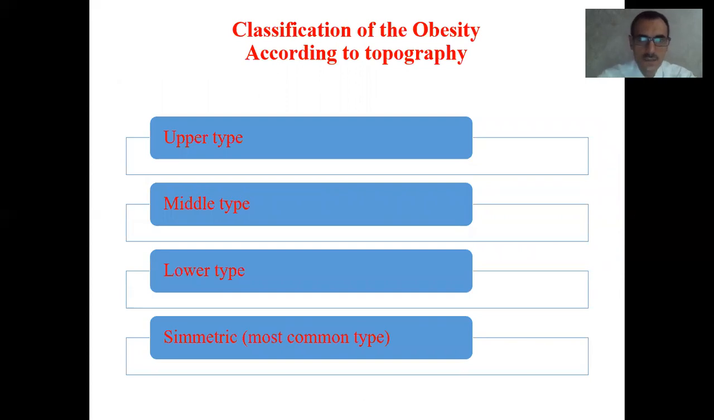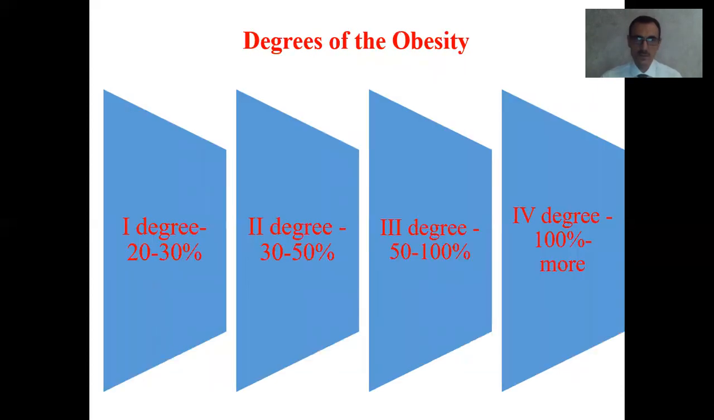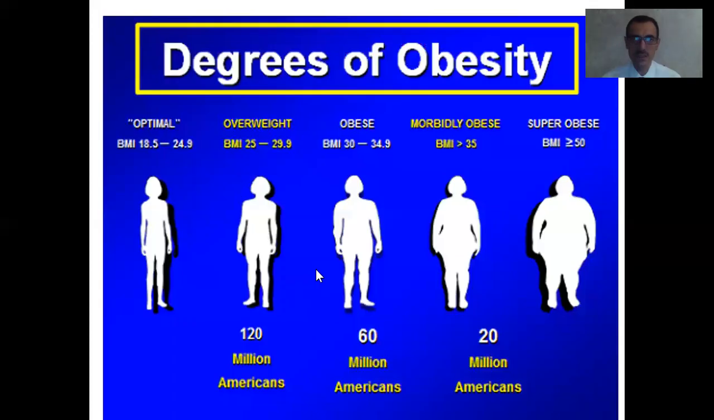Another classification is according to the localization, the topography of the fatty tissue. We can classify the upper type, middle type, lower type, and symmetric, which is the most common type. For example, in the upper type, the fatty tissue is mostly accumulated in the upper region of the body. Degrees of the obesity. There are 4 degrees: first, second, third, and fourth degree.